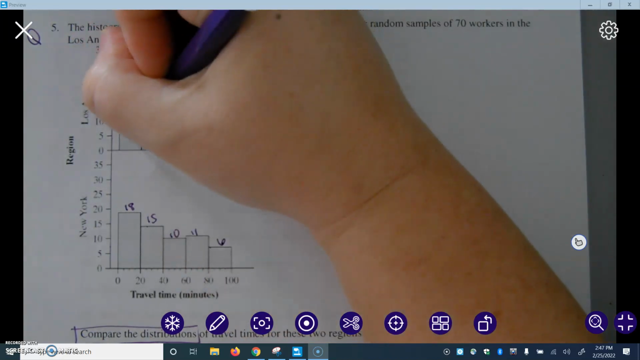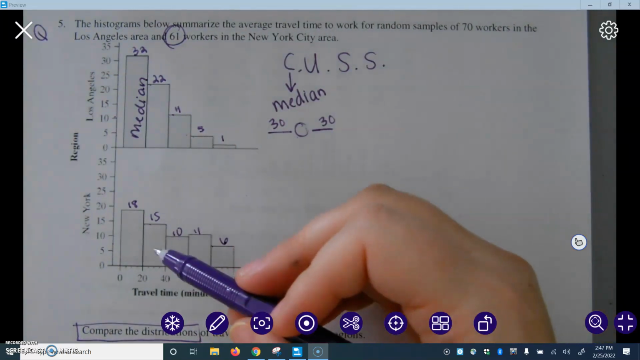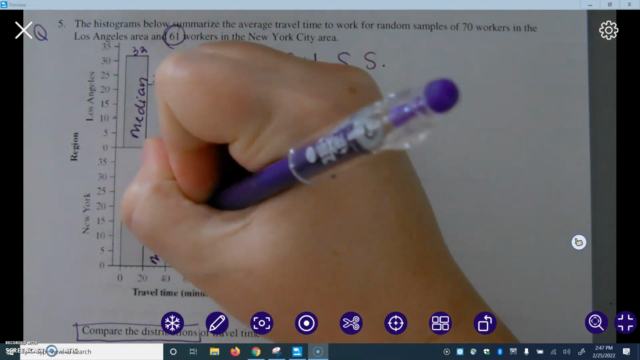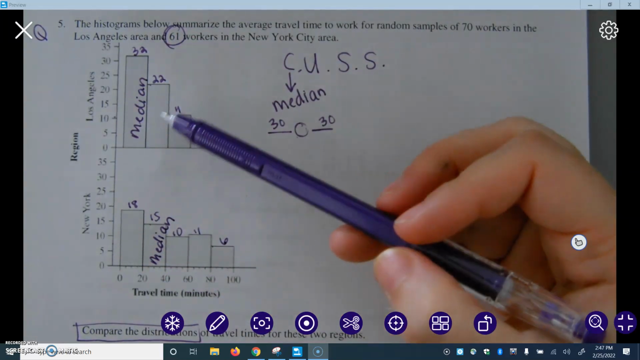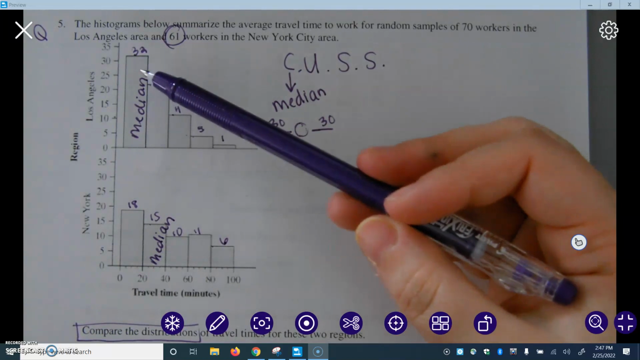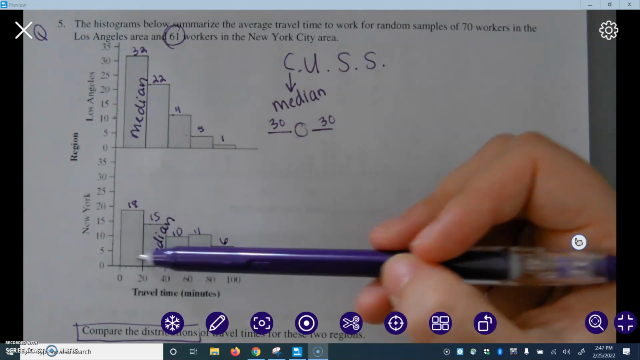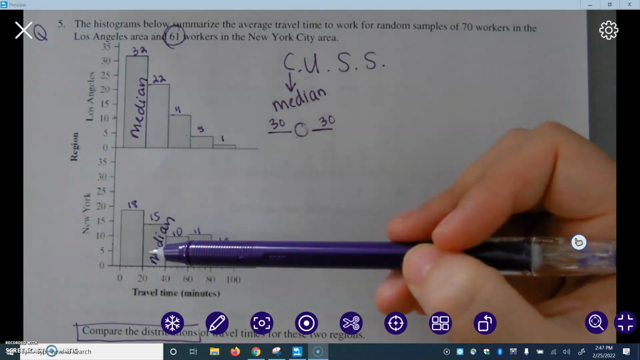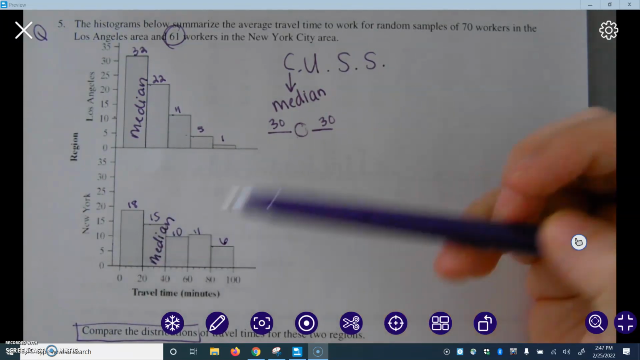So it looks like the median is probably somewhere in that bin for Los Angeles. But I won't get to 30 probably until here for New York. So it looks like the median for Los Angeles is from about 0 to 20 minutes, somewhere in there, whereas the median for New York is bigger, somewhere between 20 and 40 minutes.